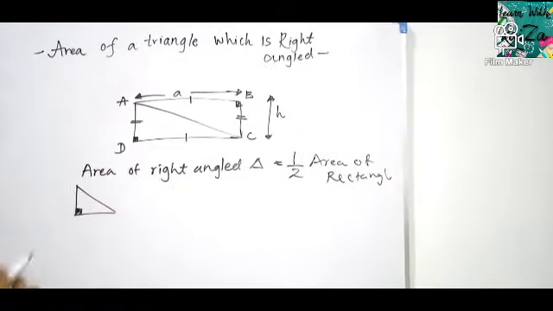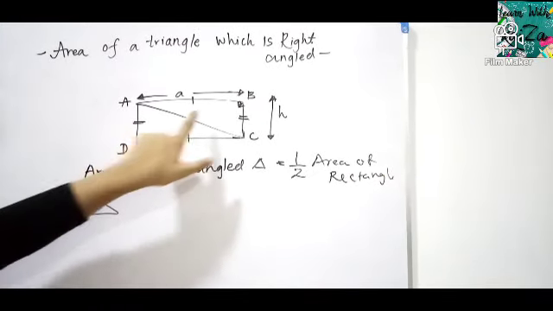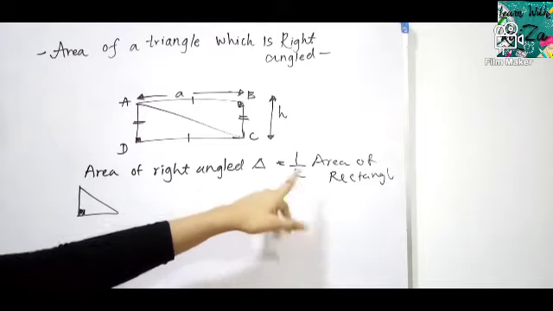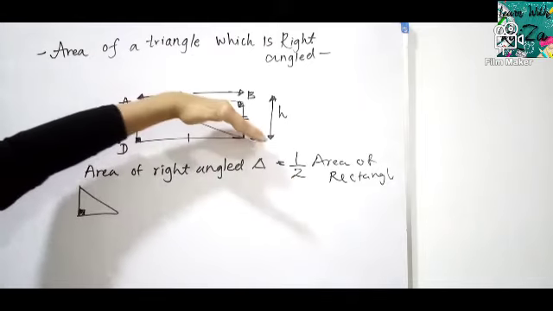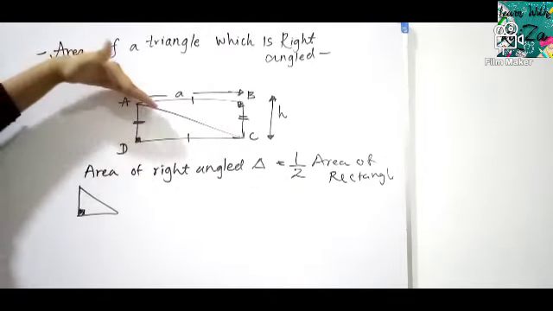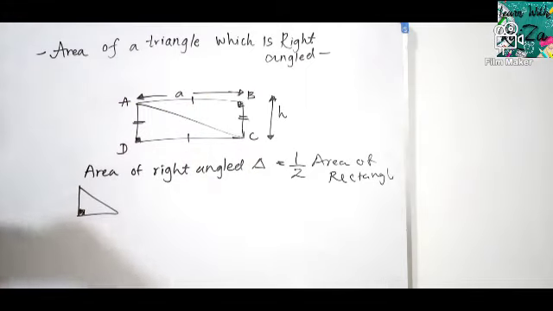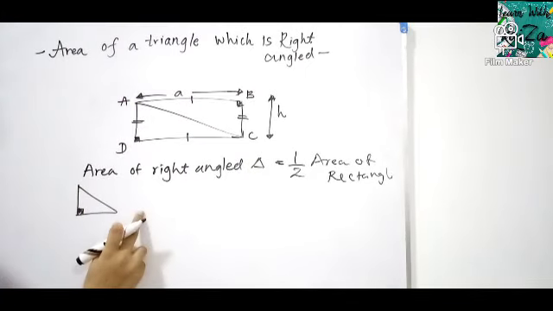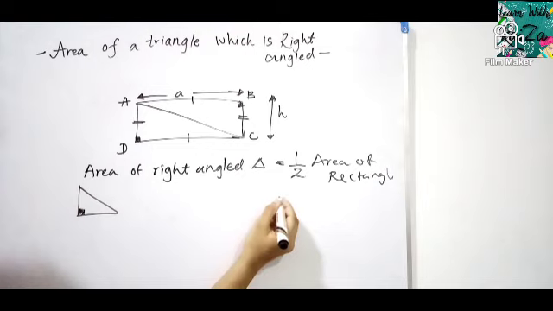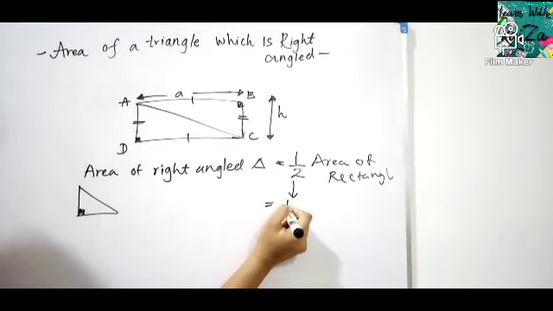How is that? Here it is a full rectangle. Rectangle is consisting 2 triangles. So I divided that. Divide means half. Half of this rectangle is a right angle triangle. Half of this rectangle is a right angle triangle. Can you understand? So area of a right angle we can say as this half we are writing half.